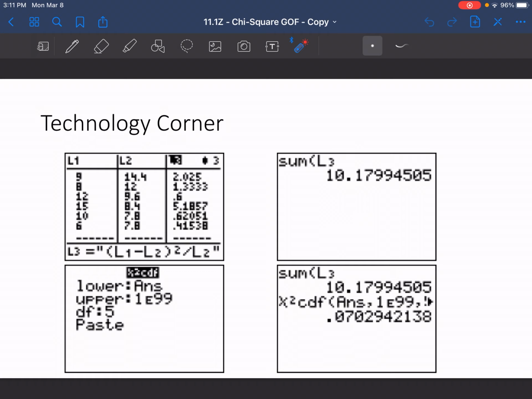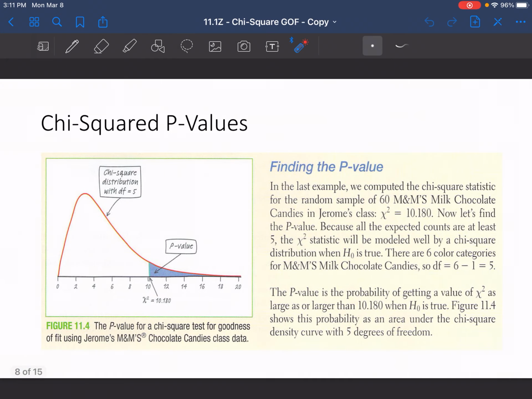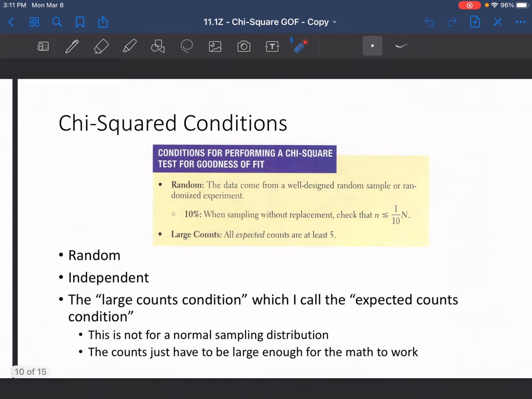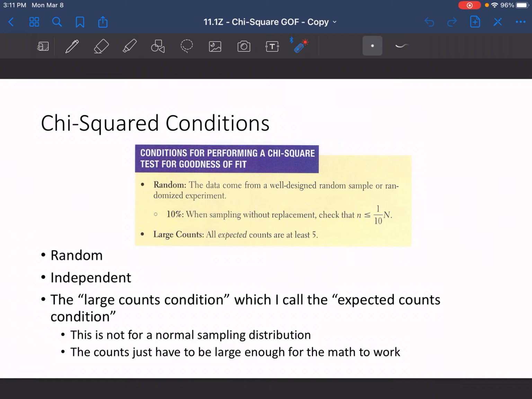Then if we wanted to find the p-value, we could go to 2nd VARS and find our chi-squared CDF. Because we are trying to find the probability that it is as large or larger than 10.180, we would enter 10.180 for our lower bound, a really high number for our upper bound, with our degrees of freedom at 5, hit paste, and that would give us our p-value of 0.0702 or 3. However, there is a much simpler way to find that in the calculator that I will get into in just a second.